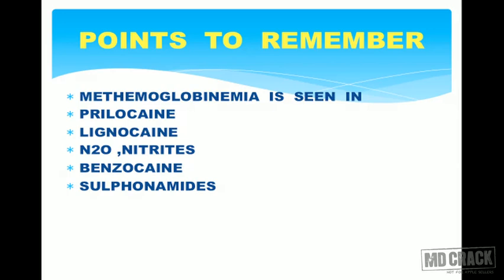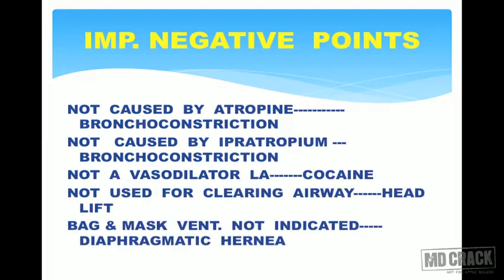Methemoglobinemia is seen with prilocaine. It is seen with xylocaine. It is seen with nitrous oxide and nitrates. It is seen with benzocaine. It is seen with sulfonamides. So you should always keep all these 4-5 drugs in mind. Whenever you see the word methemoglobinemia, it is seen with prilocaine, xylocaine, nitrous oxide and nitrates, benzocaine, and sulfonamides.